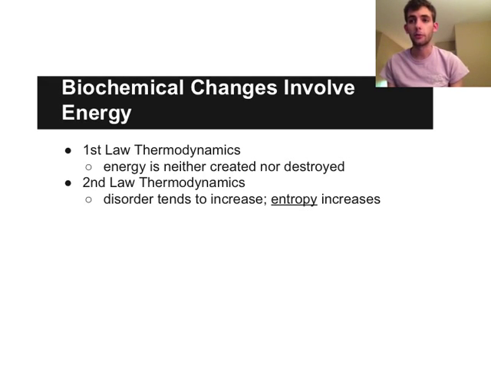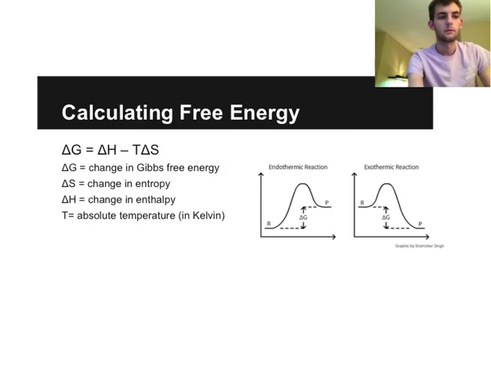These are the laws of thermodynamics, and the first law states that energy is neither created nor destroyed, meaning energy has to come from somewhere and it has to go somewhere. It's not just created spontaneously. And the second law of thermodynamics says that disorder tends to increase, especially when we talk about reactions, meaning everything wants to gravitate towards more disorder or more randomness. And another word for disorder is entropy. So you might see those two words and you can use them interchangeably.